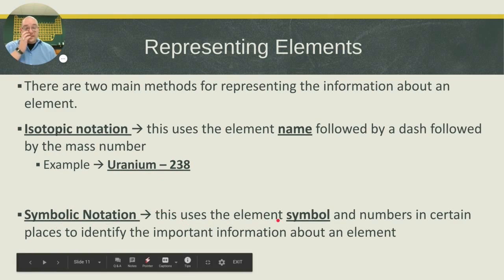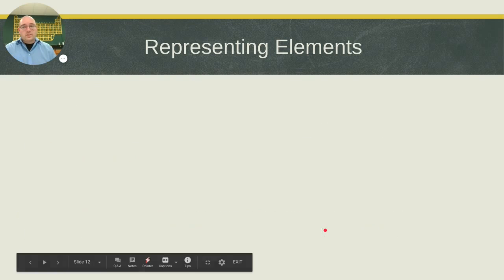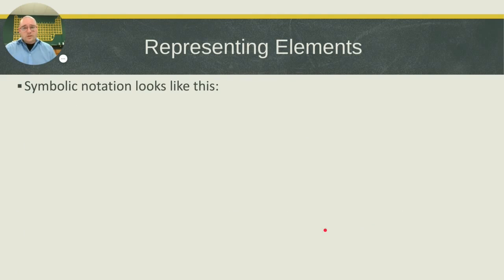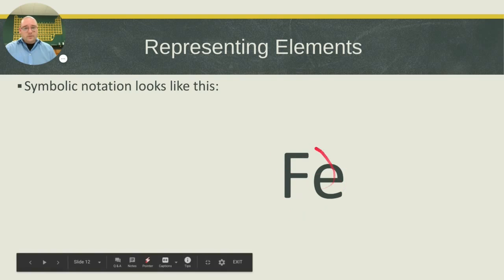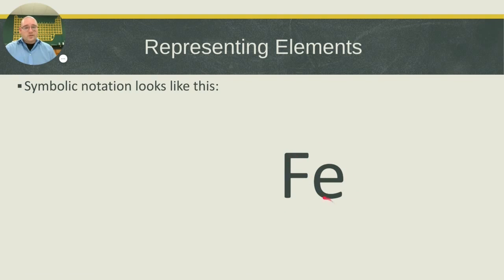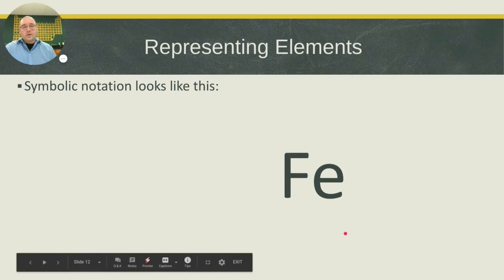Symbolic notation uses the element symbol and numbers in certain places to identify the important information about the element. So let me show you what that looks like. Symbolic notation is going to look like this. You're going to have the symbol. So we have iron. That's the one I'm going to use. Remember, the symbols are always a capital letter and a lowercase letter, or just one capital letter. Then you have the atomic number, which is written as a small number down here on the bottom left. Then you have the mass number, which will be written in the top left.